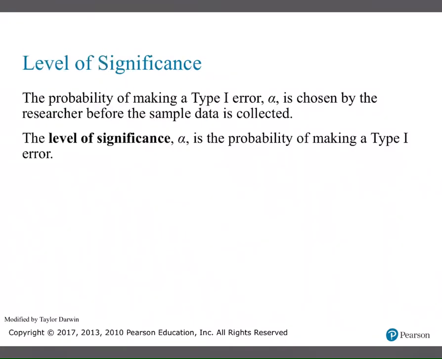So the probability of making a type 1 error is alpha, and it is chosen by the researcher before the sample data is collected. The level of significance, or alpha, is the probability of making a type 1 error. Level of significance, we are going to see that again. That is something that we're going to talk about a little bit more in 10.2.